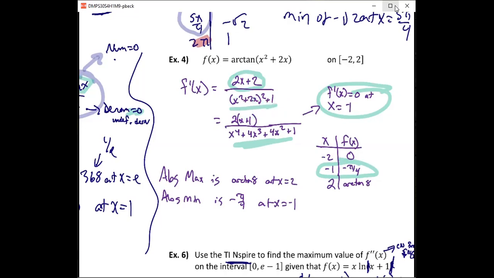As I was saying, our denominator is never going to equal 0. Therefore, the only critical numbers occur when the numerator equals 0, and then we evaluate at the endpoints, which I believe I had shaded red. So add our 2 endpoints.